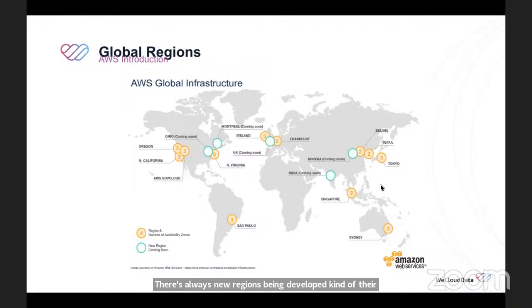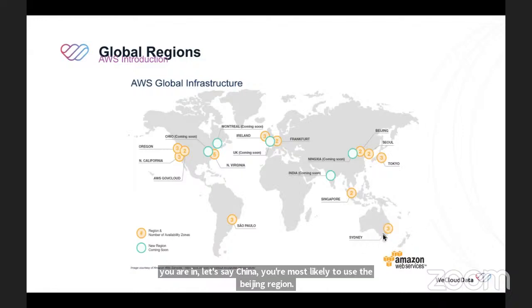Okay. So for your AWS services, the first thing you have to decide is which region to use. Now, the region usually depends on your actual location, right? So if you are located, let's say in North America, you would choose the East Coast or the West Coast, depending on where you are. If you are in, let's say, China, you would most likely use the Beijing region. If you're in Australia, you'll most likely use the Sydney region.